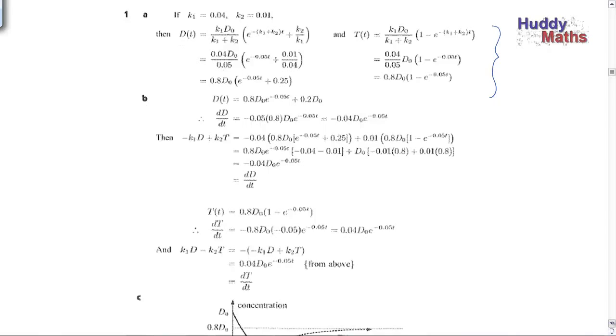Okay, question 1, A and B. Again, when you're looking at a practical problem, it's quite likely that there's going to be messy expressions, because it's a complicated, practical situation. It's not going to have just nice whole numbers and stuff. Okay, come down and look at part C.